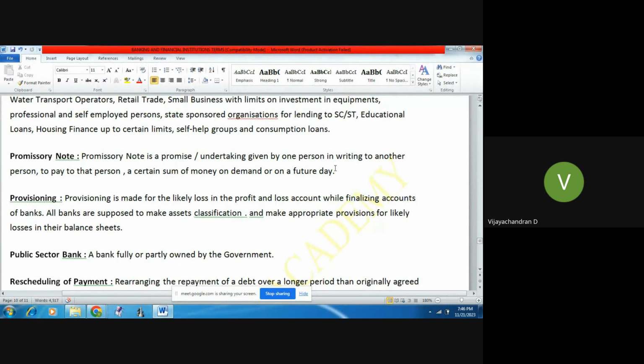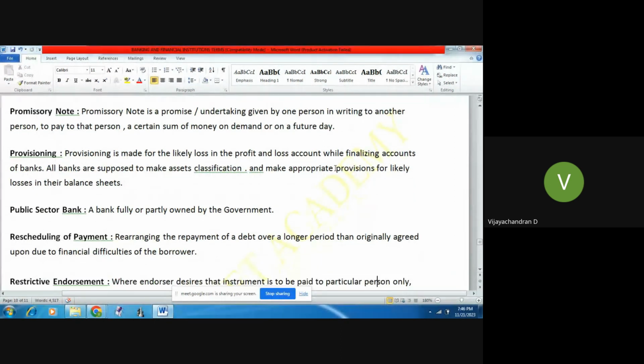So if any loss in the profit and loss, that will be provisioning as well. Provision for bad debts or provision for contingent items. Provision means a part of profit will be set out to meet the future loss, the expected loss. That is known as provisioning. Public sector bank is fully owned by government.